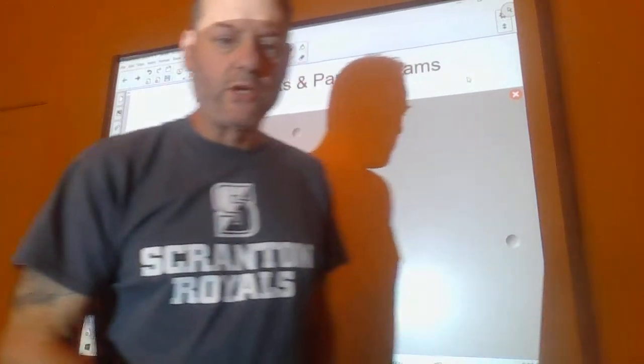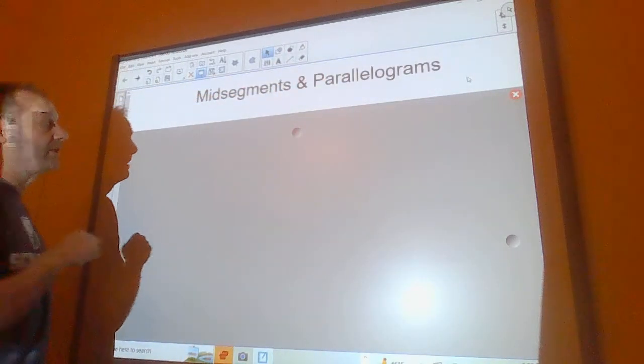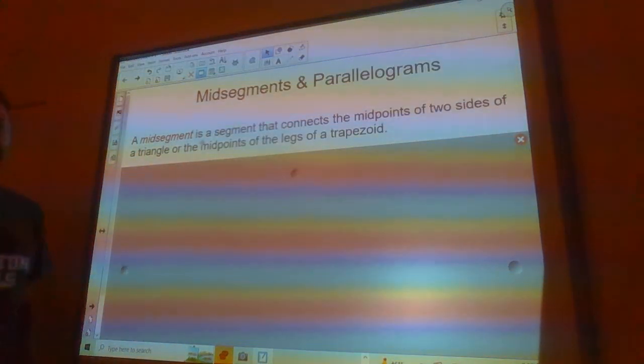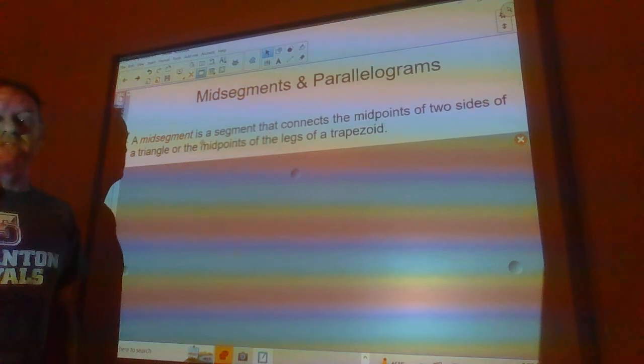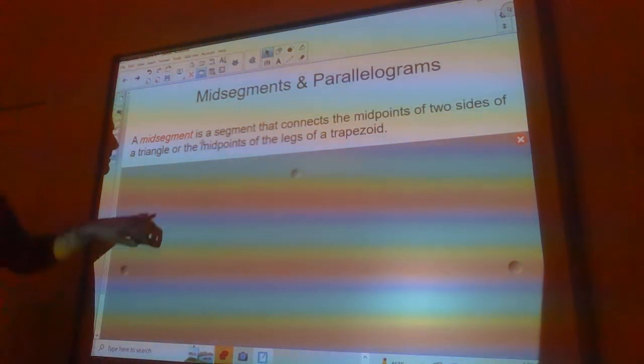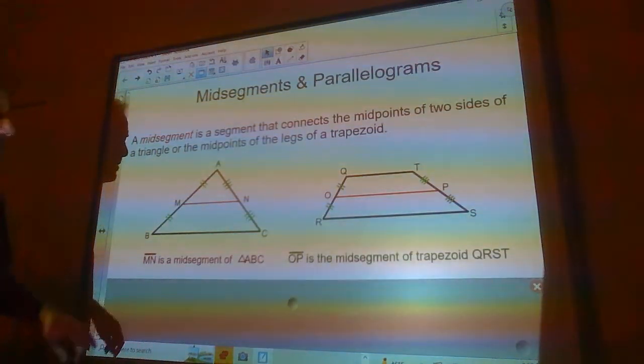Hello, everybody. So today we're going to talk about midsegments and parallelograms. First of all, what's a midsegment? A midsegment is a segment that connects the midpoints of two sides of a triangle or the midpoints of the legs of a trapezoid. So here we've got a couple of pictures.